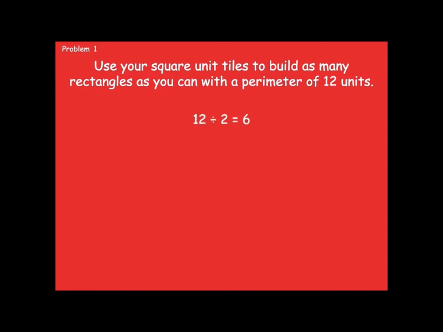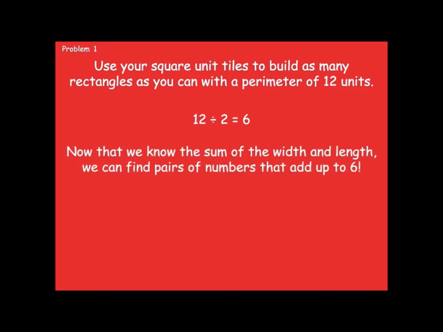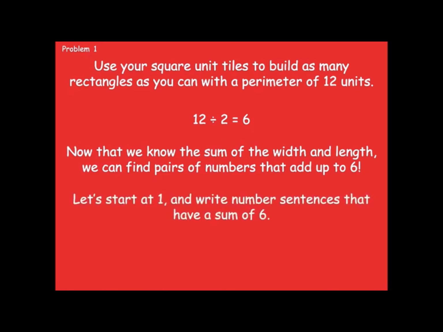Okay, so again, we have 12 divided by 2 equals 6. So now that we know the sum of the width and the length, we can find pairs of numbers that add up to 6. So let's start at 1 and write the number sentences that have a sum of 6. So think about it. 1 plus 5 equals 6. Then we would go to 2. So 2 plus what equals 6? Yeah, 4. 2 plus 4 equals 6. Then we would go to the next number, 3. 3 plus what equals 6?